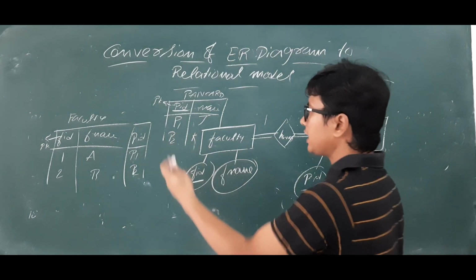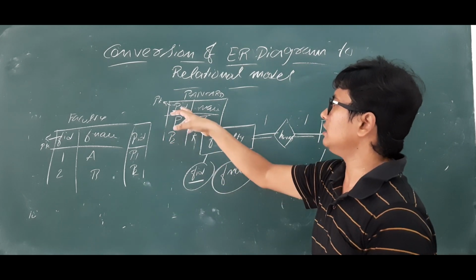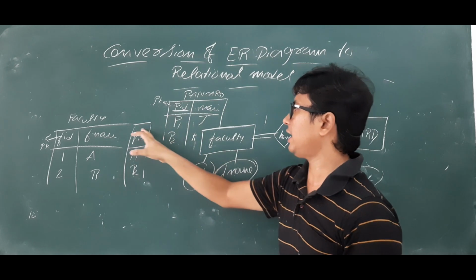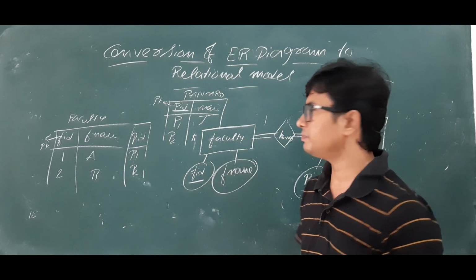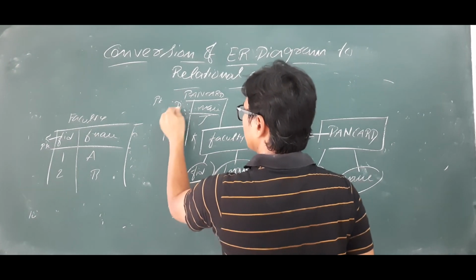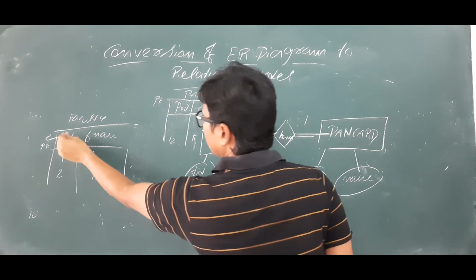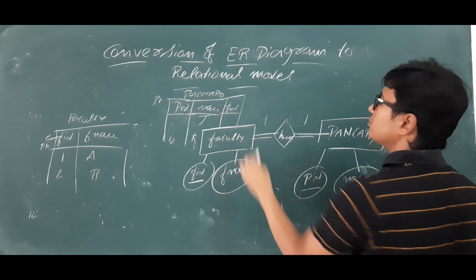Okay. Now can I take another case? So what I can do is that the first case is that the primary key of the PAN card table, which is a PID, I am keeping it as a foreign key in the faculty table. There is no problem. Can we take the second case? What is the second case? The primary key of the faculty, can I make it as a foreign key here? Yeah, I can do it without any problem.